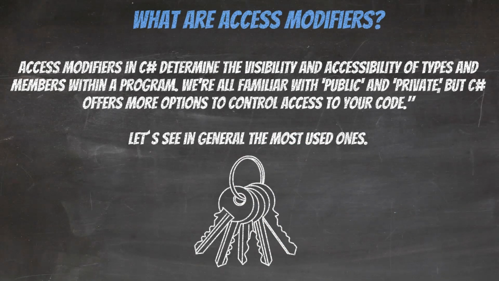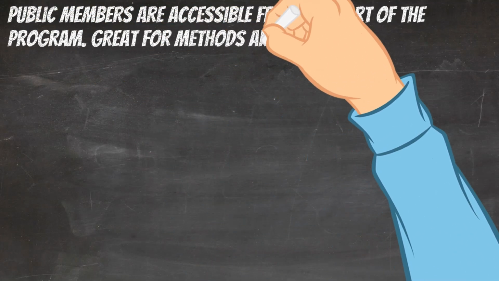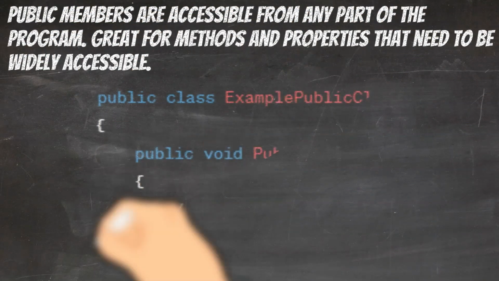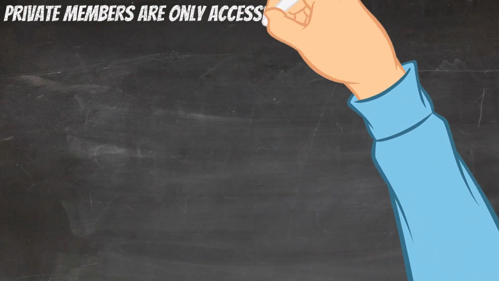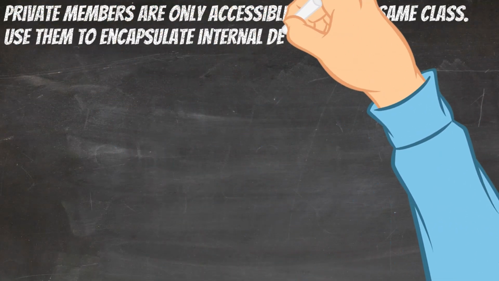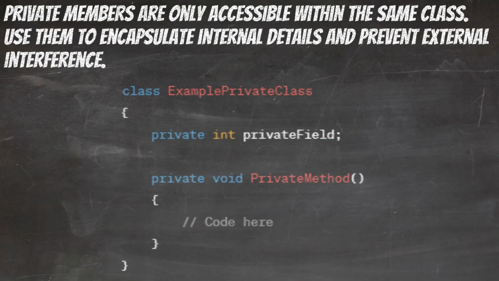Let's see in general the most used ones. Public members are accessible from any part of the program. Great for methods and properties that need to be widely accessible. Private members are only accessible within the same class. Use them to encapsulate internal details and prevent external interference.